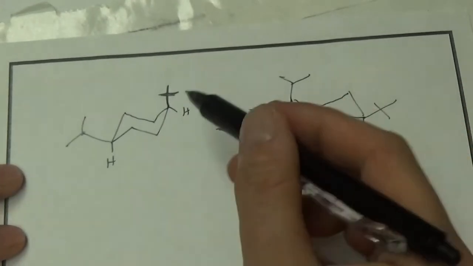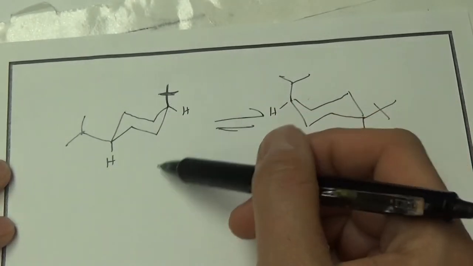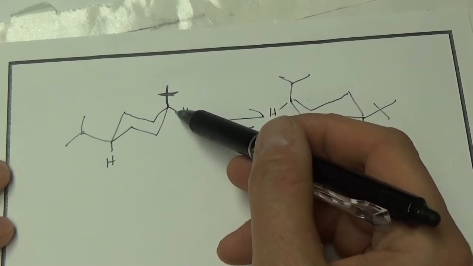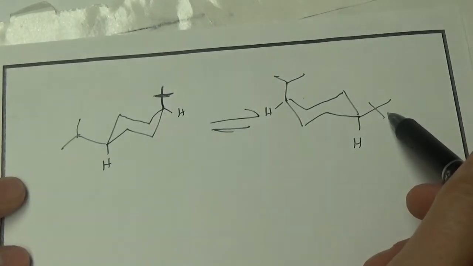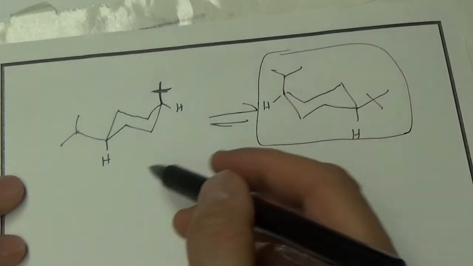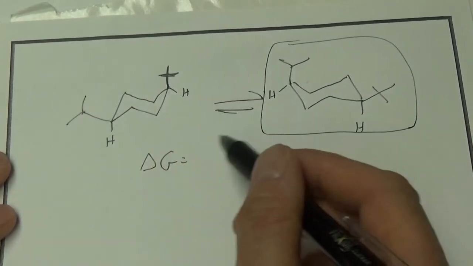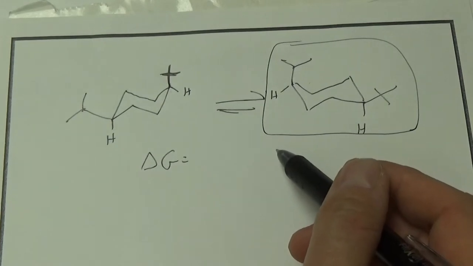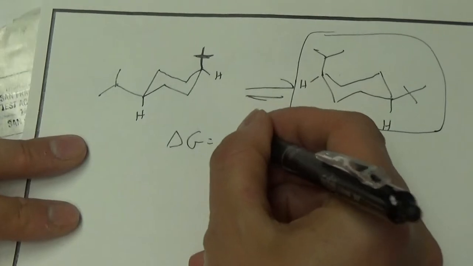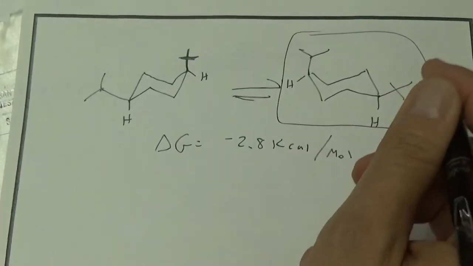Which is bigger, an isopropyl group or a tert-butyl? Well, we know from the table that, yeah, tert-butyl is the biggest of all. So it really does not want to be axial, ever, really, right? And so it's going to flip to be equatorial. We can expect this will be the favored one. Do the delta G, and you'll expect probably a negative number. Look up the numbers. Right. I think it's negative 2.8 after you do the math, but you should recalculate it. Okay.